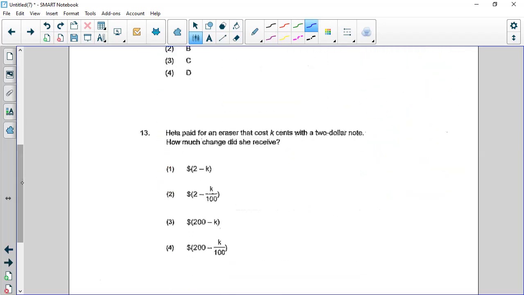Number 13, I expect you to try to do this. We have done algebra questions before already, so try and do this. Hella paid for an eraser that cost K cents with a $2 note. Now you cannot take $2 minus K because this is dollars, this is cents. So you have to make them the same. How do you change the cents into dollars? You take K cents divided by 100, and that will give you dollars.